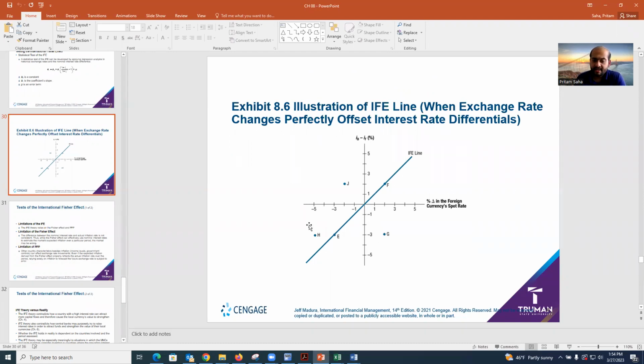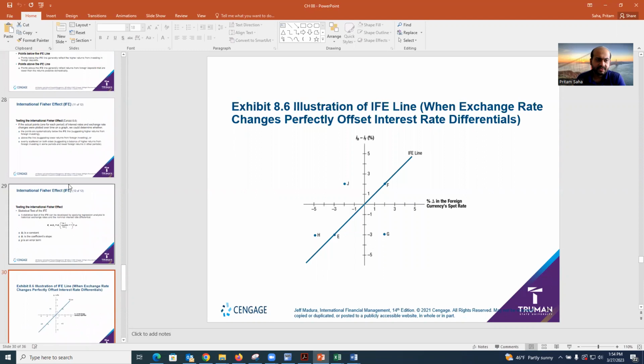On the other hand, anything not on the line, below the line, that means people from the home country can generate some return by investing in the foreign country. I think above the line, that means foreign people, if they make foreign deposits in our home country, should be able to generate some more return than their domestic deposits. So the explanation is here.